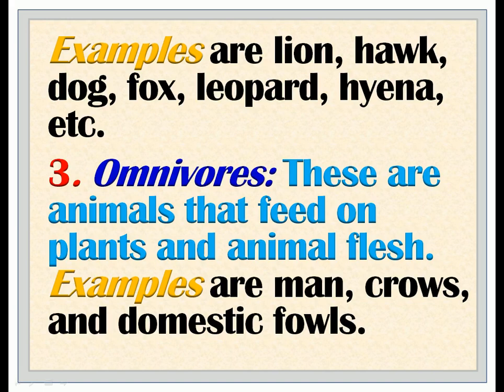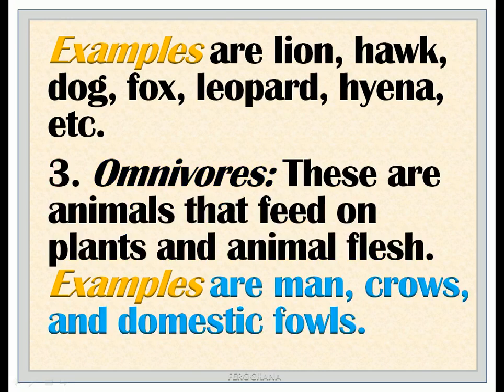3. Omnivores. These are animals that feed on plants and animal flesh. Examples are man, crows, and domestic fowls.